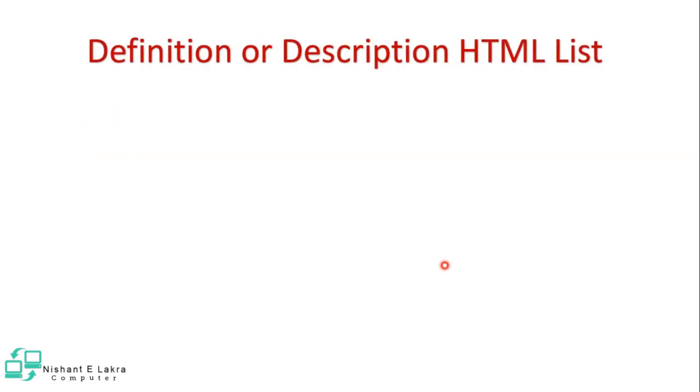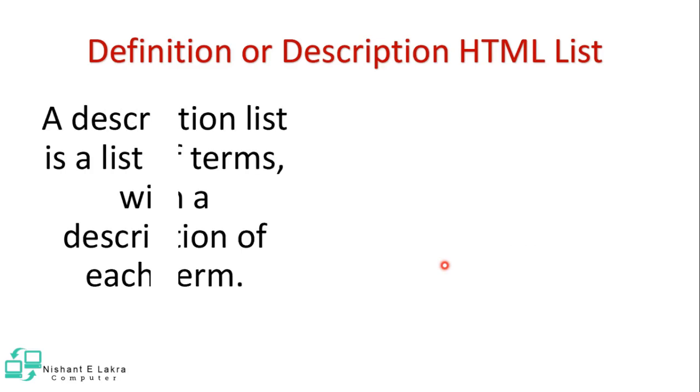Now let me also explain the definition or description HTML list. What is this definition or description HTML list? A description list is a list of terms with a description of each item. Description refers to an explanation about that item. What does that item mean? That's what a definition is, right? If the word is computer, the description list will explain what a computer is. So this is what a definition or description HTML list is.